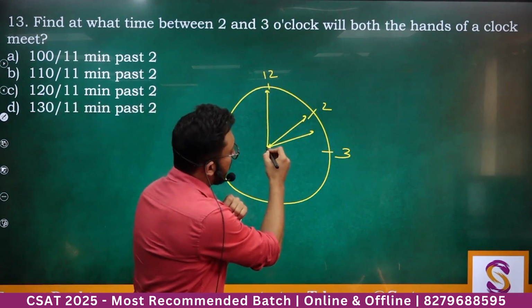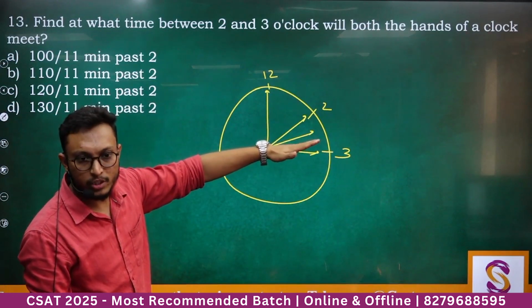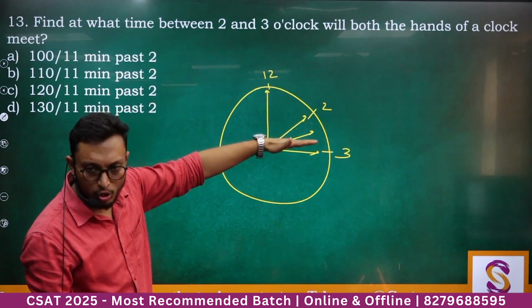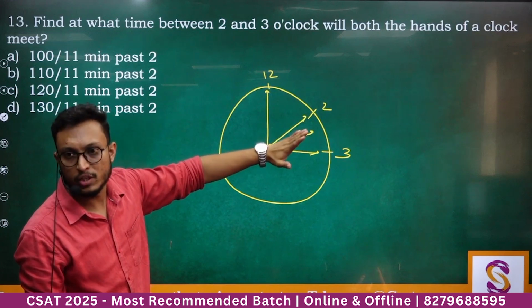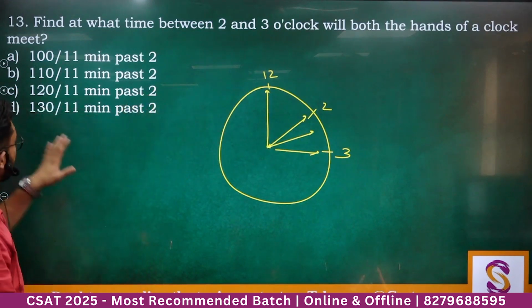जब minute hand comes at 3, the hour hand is still somewhere between 2 and 3. So this minute hand will cross this hand somewhere between 2 and 3. 2 और 3 के बीच में क्रॉस करेगा. Is this clear? ठीक है.